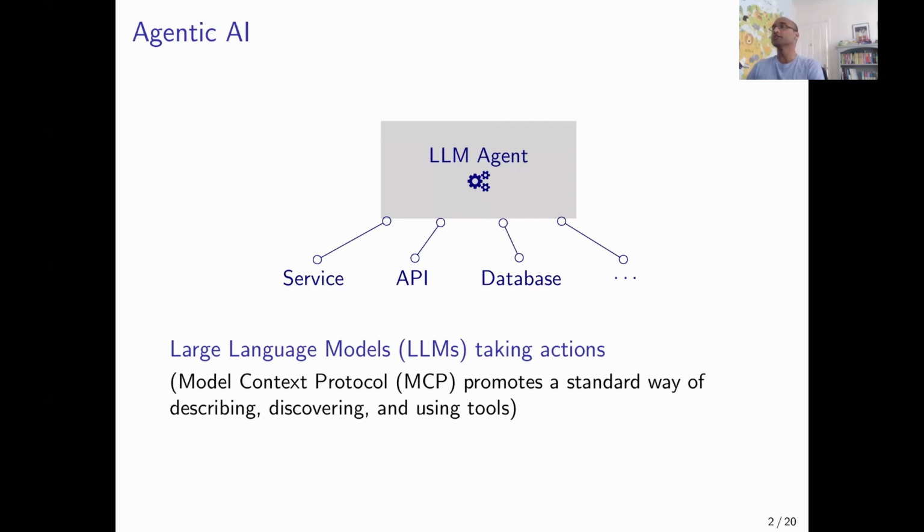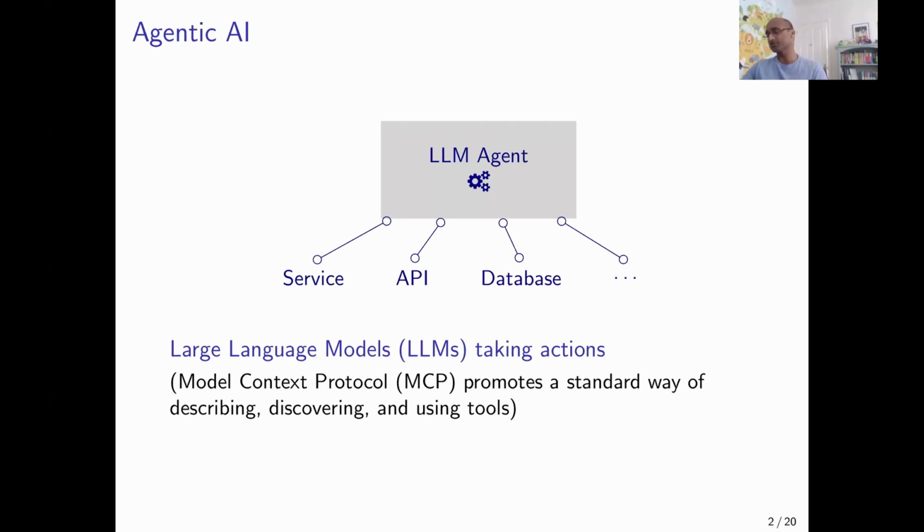So for example, an LLM could invoke web services, it could use some API, it could do database queries, and so on. And things like the Model Context Protocol, which most of you would have heard about, promote a standard way of describing, discovering, and using these tools. So that's where the MCP fits into this picture. Because the LLM is taking actions in the world, we can think of it as an LLM agent. So that's the basic idea of Agentic AI.